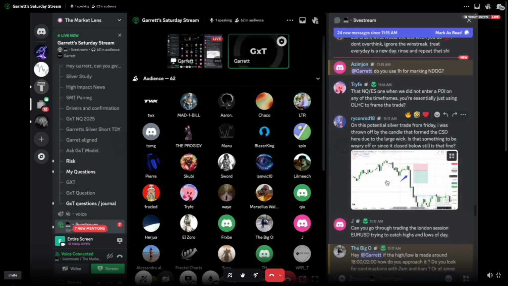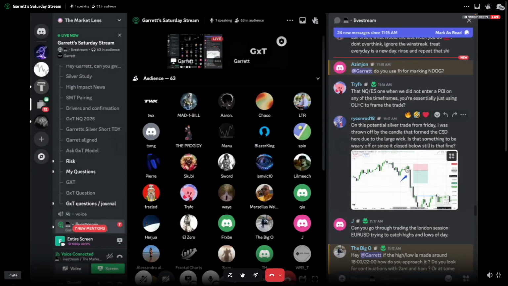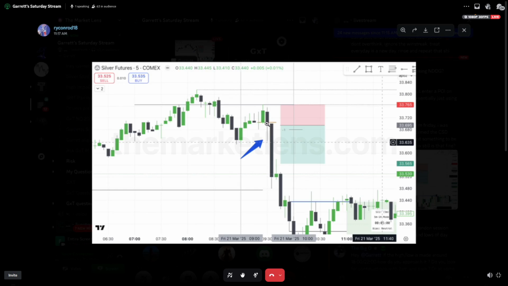A positional silver trade from Friday. I was thrown off by the candle that formed a CSD here due to the large wick. Is that something to be wary of? Let's see. Large wick, I don't know what you mean by large wick. Oh, this wick. No, I don't care about that. We didn't even trade into anything. There's equal lows, see that? So no, that's not something I consider. I really don't care about little things on the lower time frame that oppose my whole daily bias. It doesn't matter.